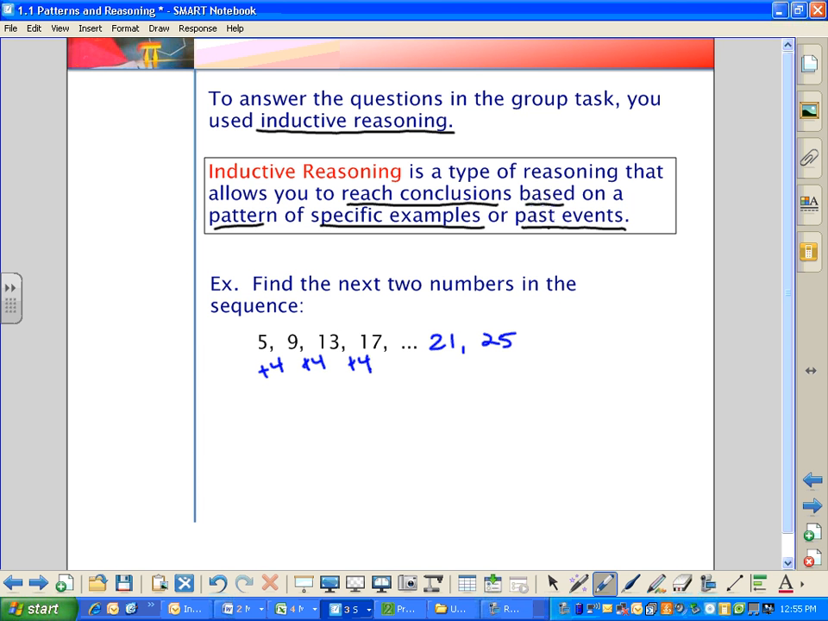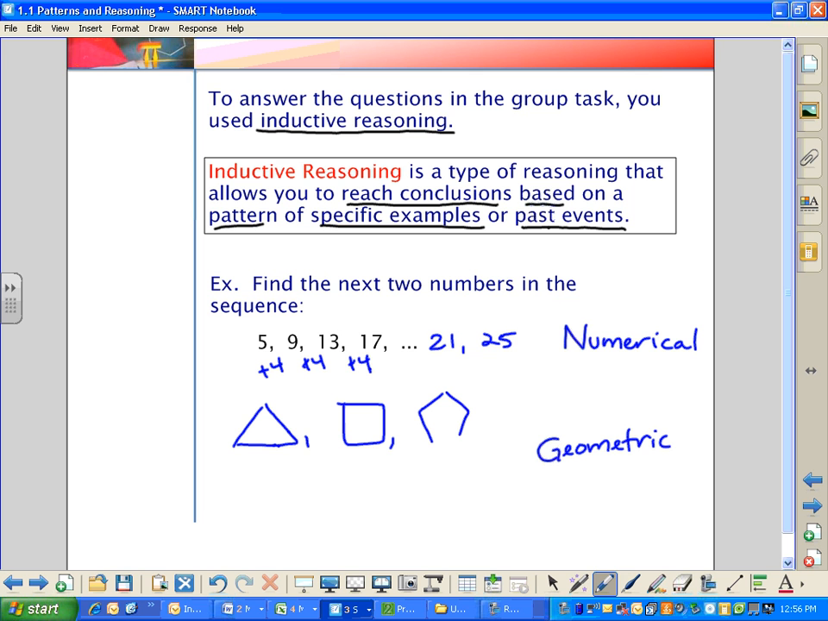Now, for this lesson and in this part of our learning goal, there's actually two different types of sequences you're going to work with. This is called a numerical sequence. But we could also look at a more geometric sequence. A geometric sequence can mean a couple of different things, but since this is geometry, we're talking about a sequence that's based off of some shapes. Here's a really simple geometric sequence. Let's say the first term was a triangle, the second term was a square, and the third term was a pentagon. And I asked you to predict, what would the next two terms be?